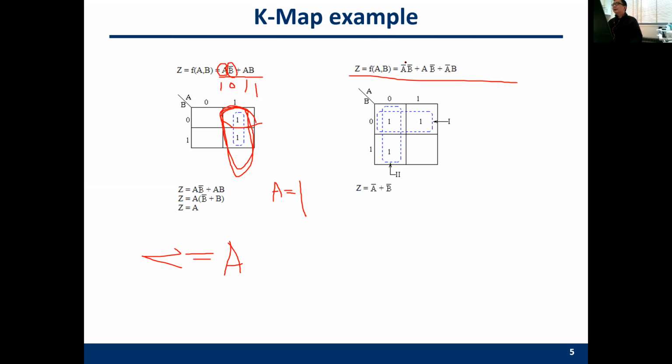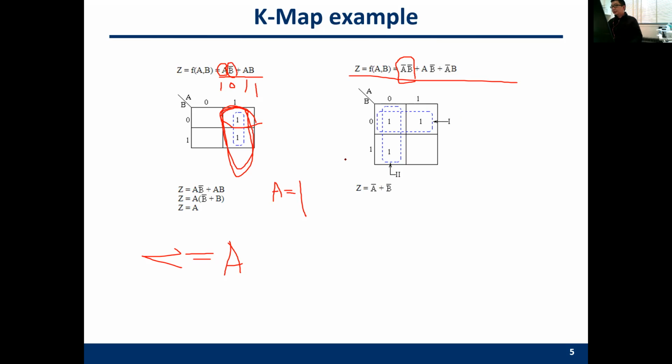then this variable should be 1. So for the first case, A should be 0, B should be 0. So we write a 1 here. For the second term, A should be 1, B should be 0, which is this box. And for the last one, A is 0, B is 1. It's this box.